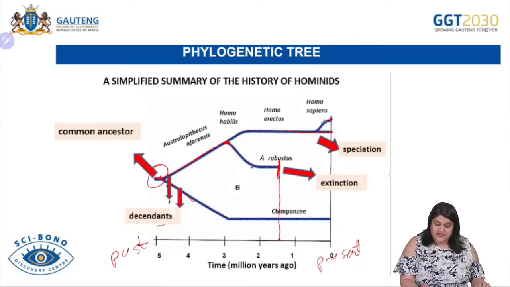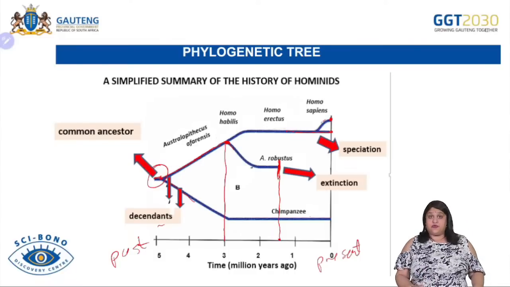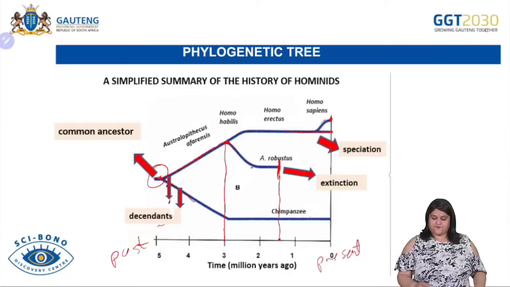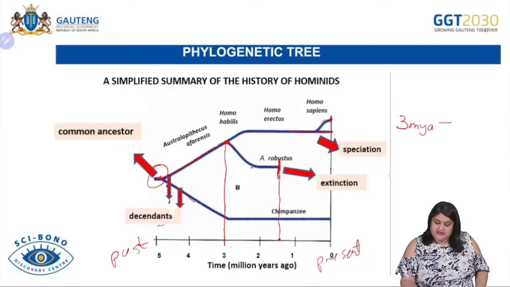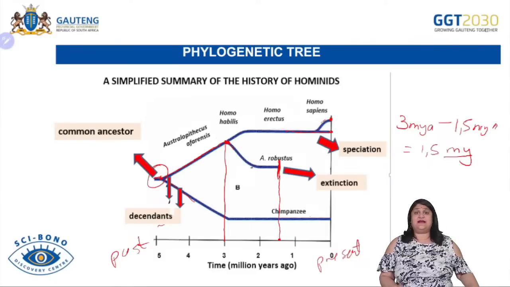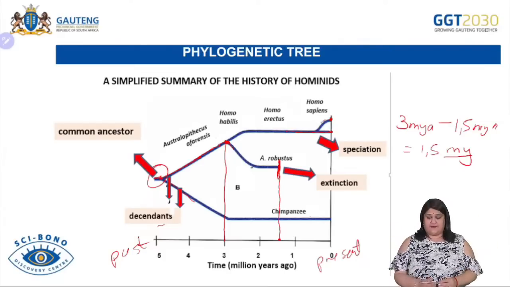When did it first appear? You draw another line from there all the way down with your ruler. How long was it in existence for? You say, when did it appear? In this instance, it's 3 million years ago. And you subtract when it became extinct, 1.5 million years ago, and that equals 1.5 million years. Why am I just saying million years? It's because it was in existence for that amount of time.